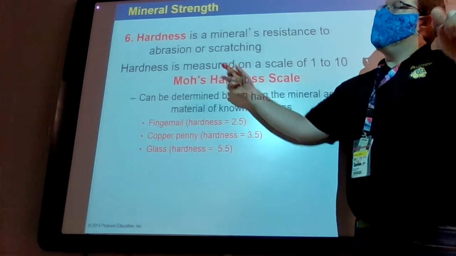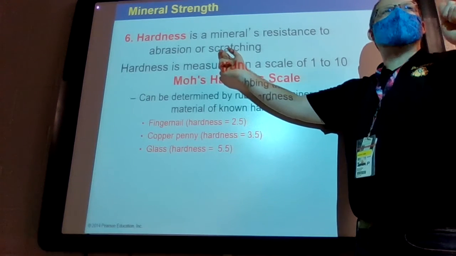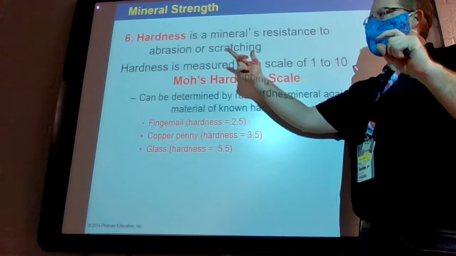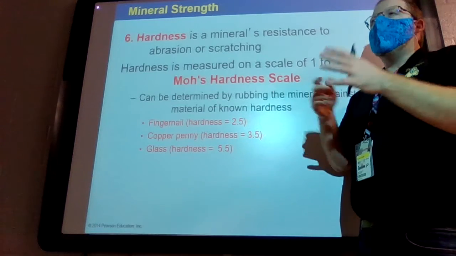So remember, hardness is a mineral's resistance to scratching. It's not its ability to not break. It's more just associated with scratching. So the hardest mineral is going to be what? We all know it. Diamonds.